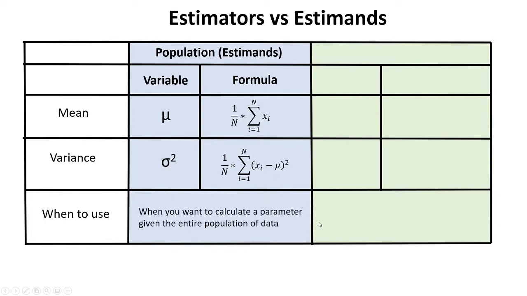And you're going to use those when you want to calculate a parameter given the entire population of data, if you happen to have that, every single thing in an entire population. But that's going to be exceedingly rare. You can never do it for all of the people or really even all of the twigs.